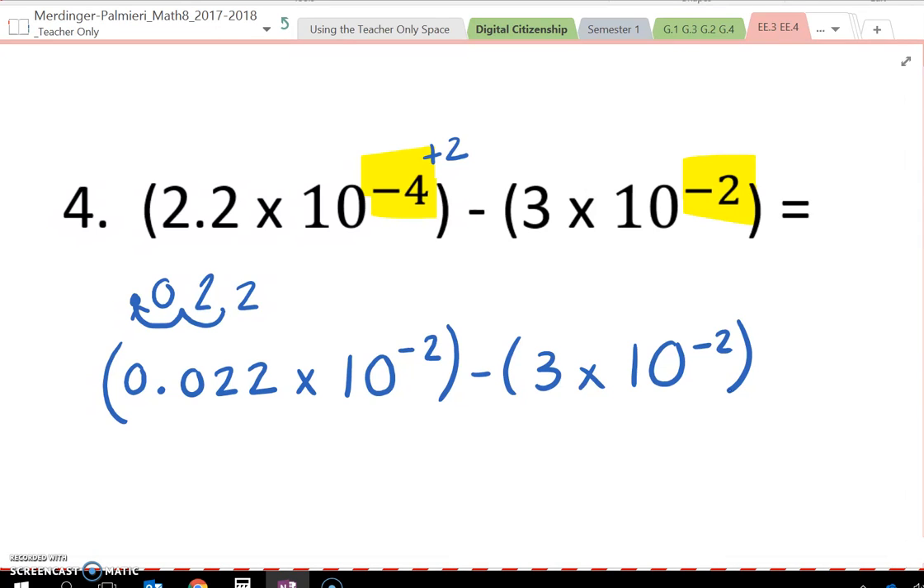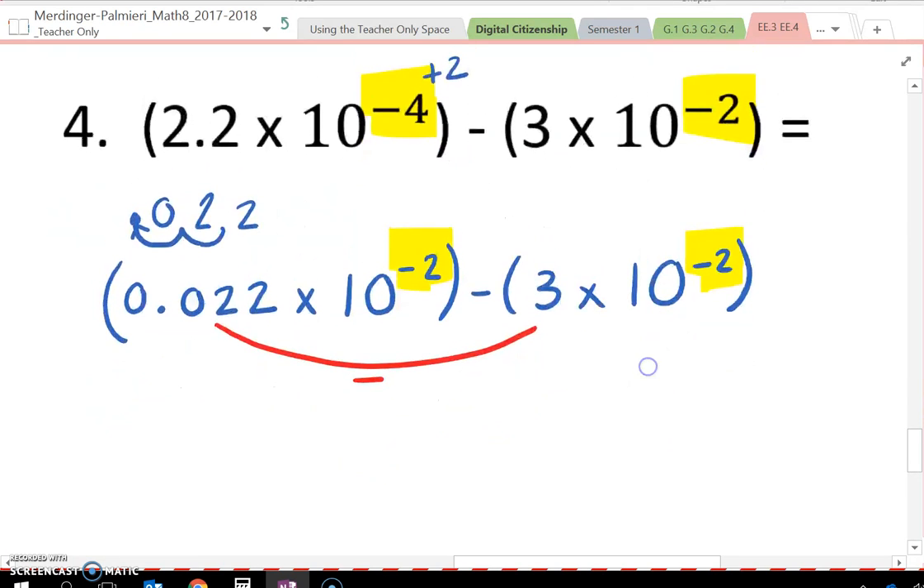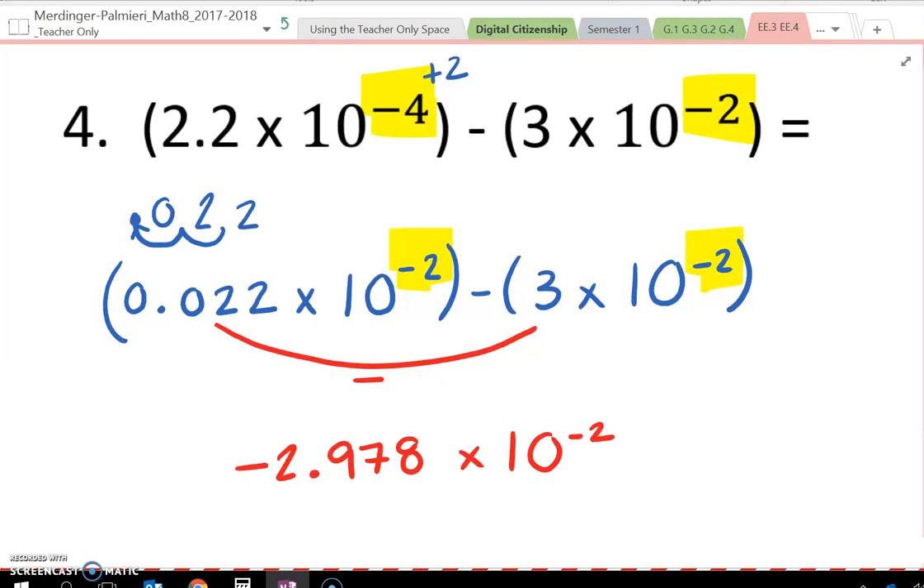So we're going to go back and look at our exponents. Because they are the same, we're just going to subtract our first factors. Now, we're subtracting. You need to think about integers just like you did in 7th grade, because now we're getting into our negative territory. Use your calculator. Be very careful if your answer is a negative. So 0.022 minus 3, you should get negative 2.978. And this is times 10 to the -2nd power.